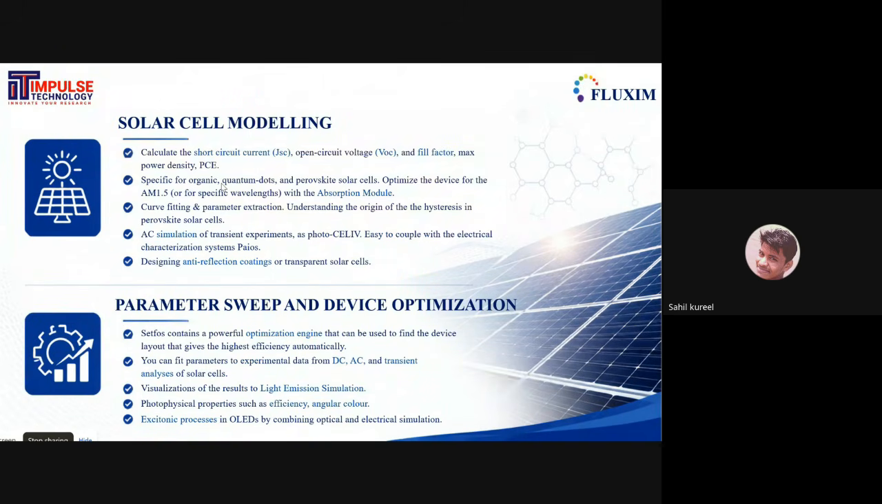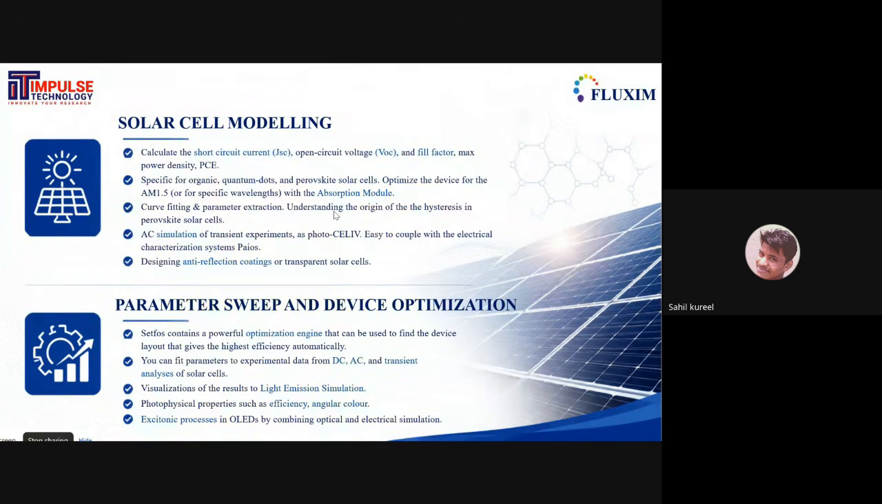Specific for organic, quantum dot, and perovskite solar cells, you can optimize the device for spectrum files, like the default spectrum files that have been given. You can provide them in the absorption module. Curve fitting, parameter extraction, and optimization tabs are given where you can extract your parameters. So there are different tabs given.